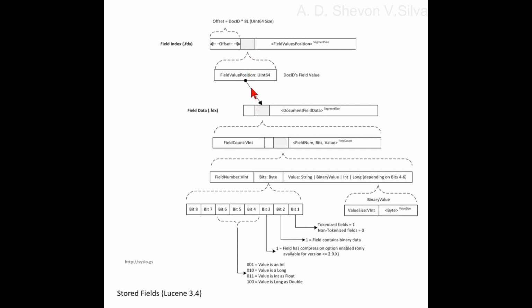Stored fields are represented by two files. The field index, or FDX file, contains for each document a pointer to its field data. The field data, or FDT file, contains the stored fields of each document.